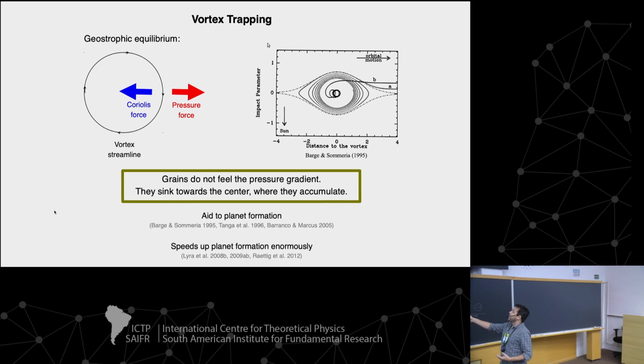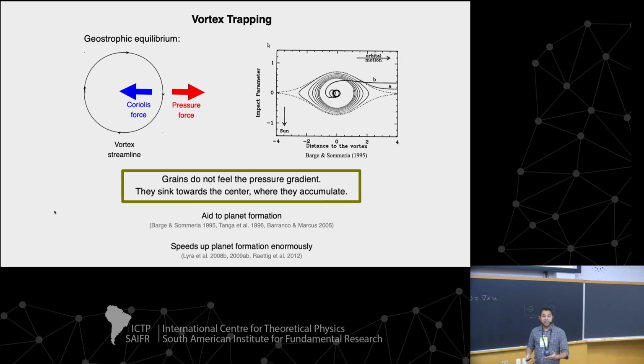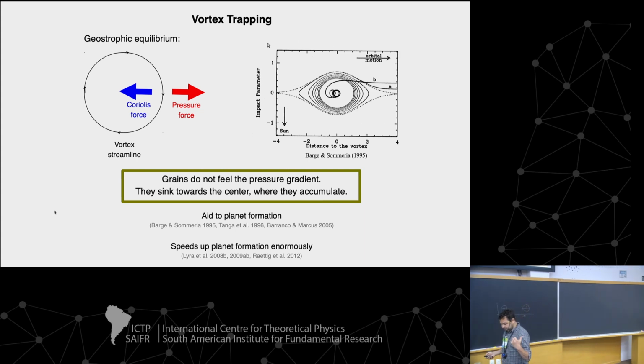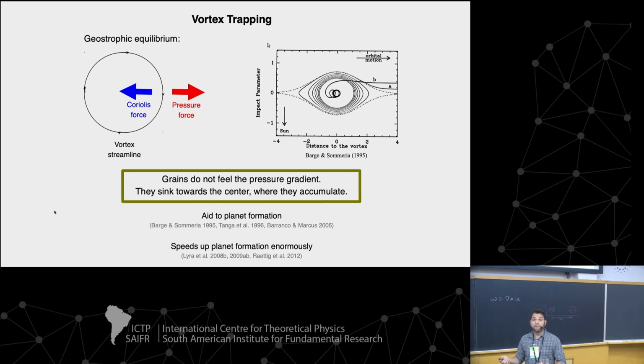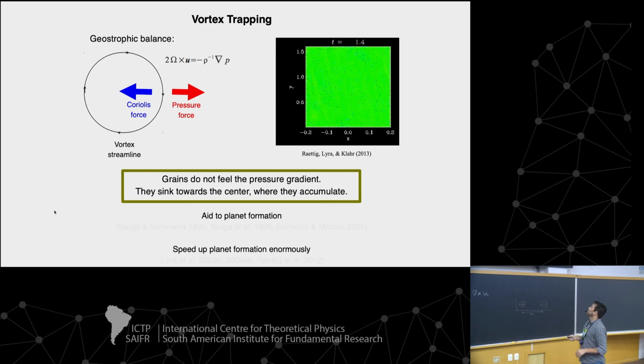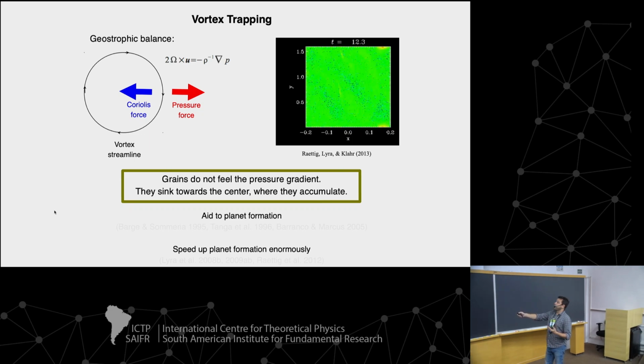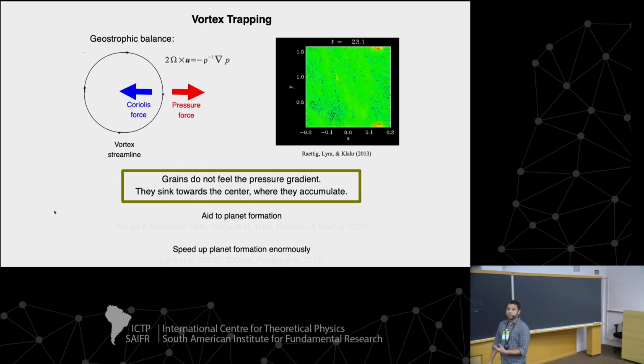The vortex streamline itself is in equilibrium between the Coriolis force and the pressure. As I said, in the disk you have a centrifugal balance between the gravity of the star, the centrifugal force, and the pressure gradient. Here it's the same thing, but instead of the gravity from the star, you have the Coriolis force pointing towards the center of the vortex. The rest is pretty much the same. So the dust grains are going to get into the vortex, and because they are not subject to the pressure force, they're just going to lose angular momentum because of the gas drag.